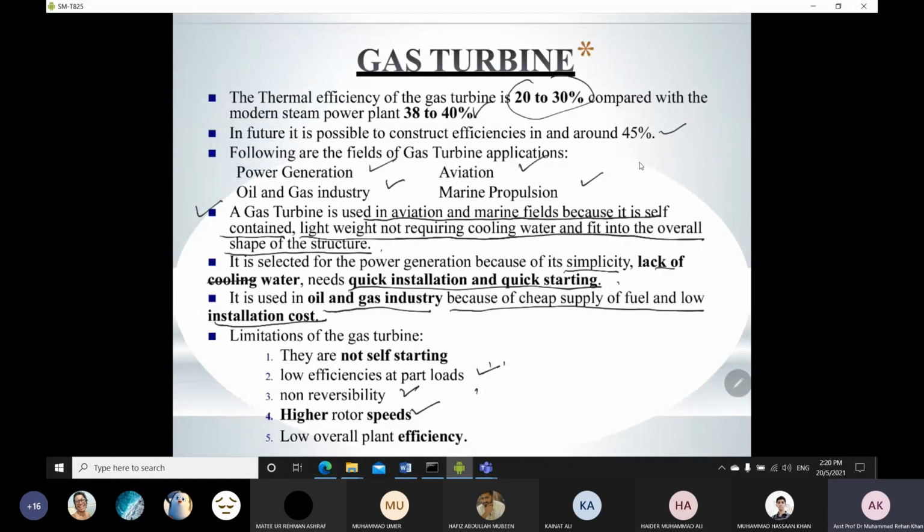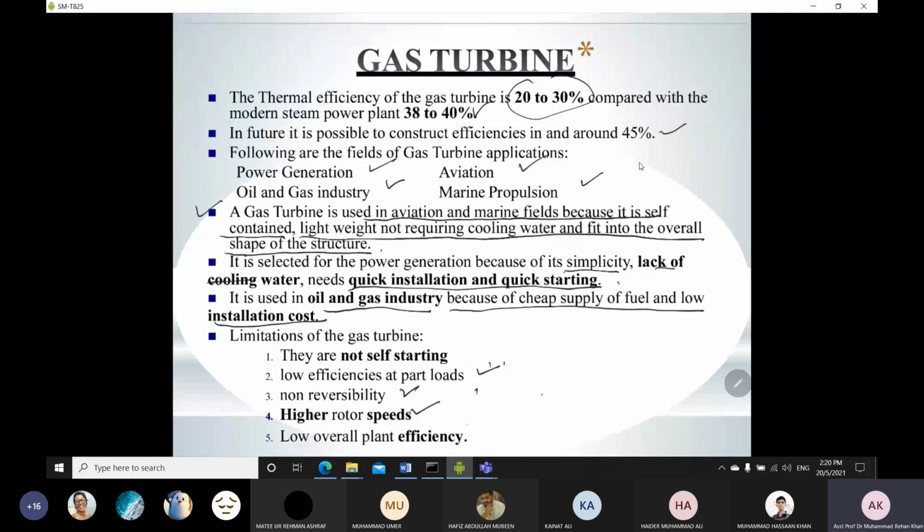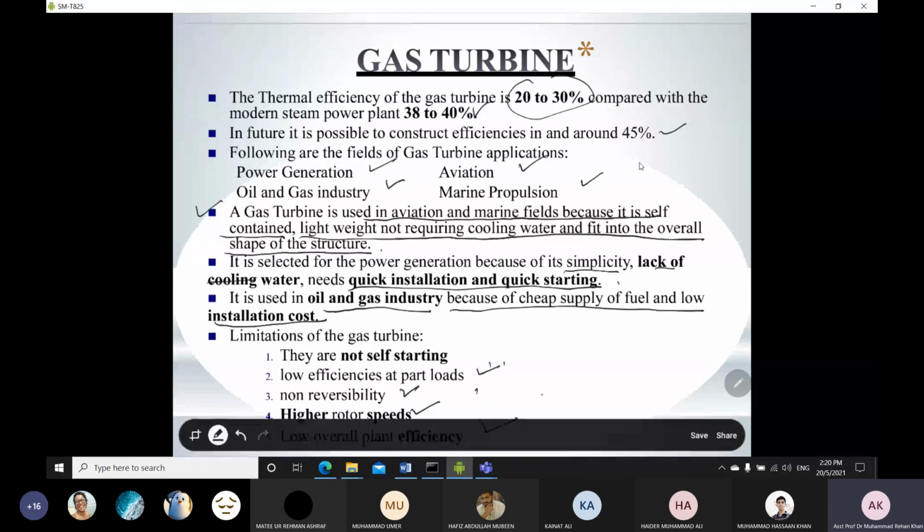If we look at the video, there are rotor blades involved, and whenever these rotor blades rotate, they rotate at very high speed. When there is high speed, it means there will be high stresses involved. So we have to build the rotor blades from very high strength alloys or composite material, and that will be very expensive. So there is a low overall plant efficiency for the gas turbine. Okay, so these are some points related to gas turbines.